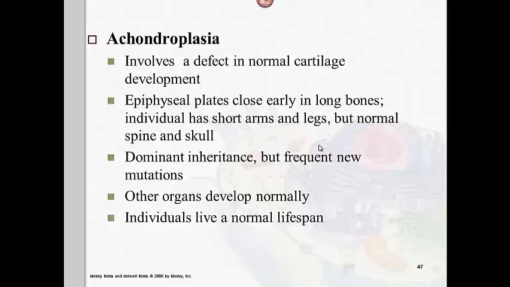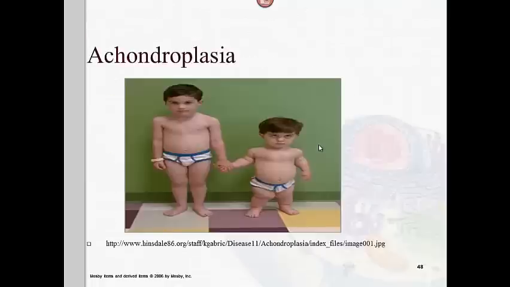Diagnosis again by x-ray. You do a whole x-ray of the neonate if they're not a stillborn. You're able to see that they have early closure of the epiphyseal plate. You could also do laboratory testing of calcium, phosphorus, magnesium. Treatment again is most likely surgery. This is a normal child, and this is a child with achondroplasia, dwarfism.